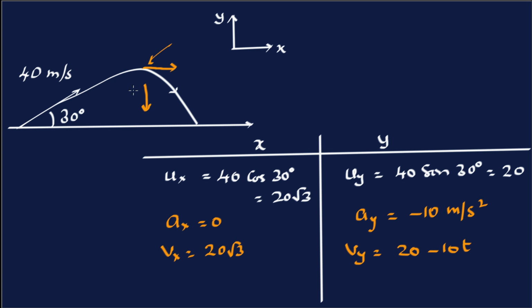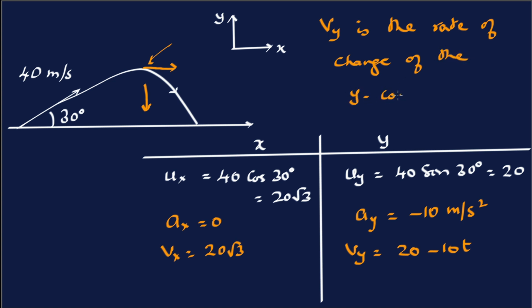Let me explain why. What is Vy? Vy is the rate at which the y coordinate is changing. Let me write that down. This is very important. Vy is the rate of change of the y coordinate. Similarly, Vx is the rate of change of the x coordinate.